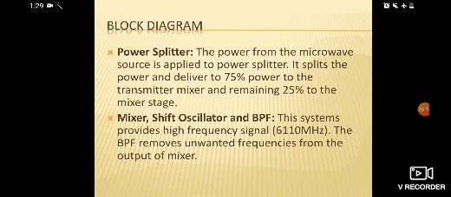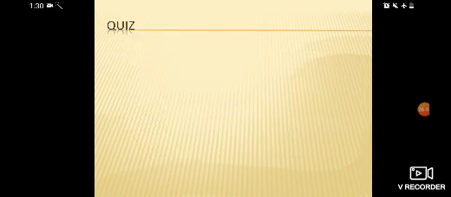And the next one is the mixer shift oscillator and BPF. What is the use of this? These systems provide the high frequency signals, that is 6110 megahertz. The BPF, that is the band pass filter, is used for removing the unwanted frequencies from the output of the mixer. This is the use of the mixer shift oscillator and BPF.